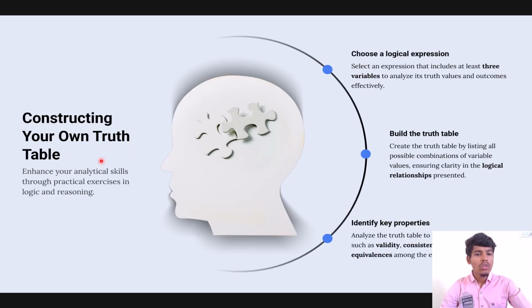Constructing your own truth table: enhance your analytical skills through practical exercises in logical reasoning. Choose a logical expression: select an expression that includes at least three variables to analyze its truth values and outcomes effectively. Build the truth table: create the truth table by listing all possible combinations of variable values, ensuring clarity in the logical relationships presented. Identifying key properties: analyze the truth table to search for validity, consistency, and equivalence among the elements.